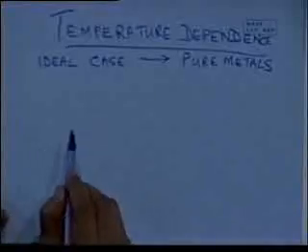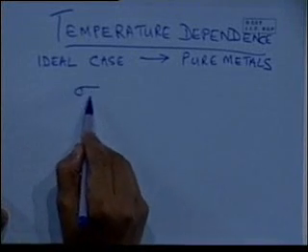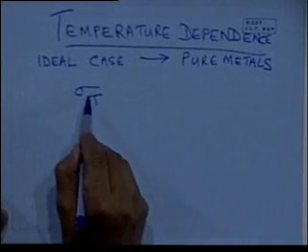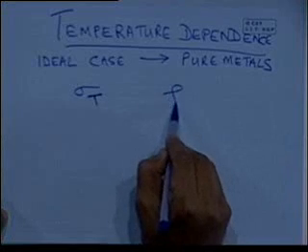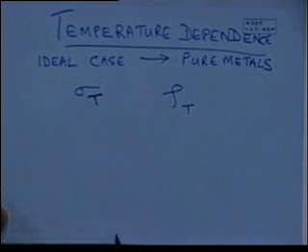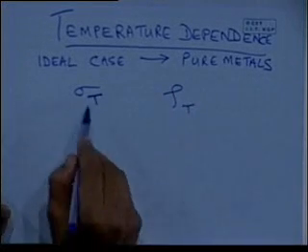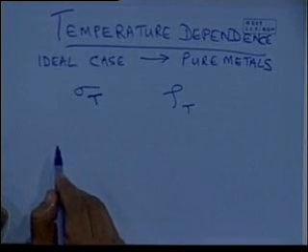And then we will look at what would happen if there are additional impurities or defects in the material, and how that modifies the temperature dependence. So primarily we will define the temperature dependent conductivity as sigma T and the corresponding resistivity as rho T. So these are temperature dependent terms.